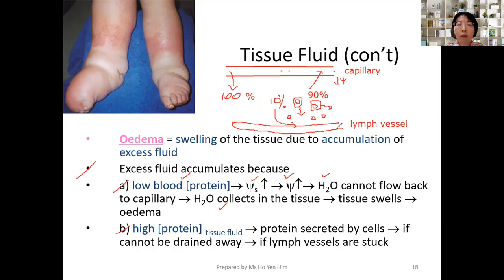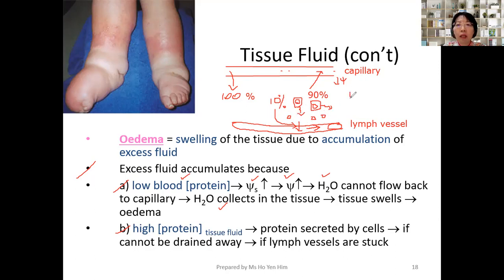Why is it not drained away? Probably the lymph vessel is blocked by something. So the liquid here doesn't flow, and when it doesn't flow, of course the protein will not flow, because all solutes flow as the water moves and carries the solute with it. So when something blocks here, the water does not move. When the water does not move, the tissue fluid cannot go in and therefore cannot carry those proteins in. So the protein remains here.